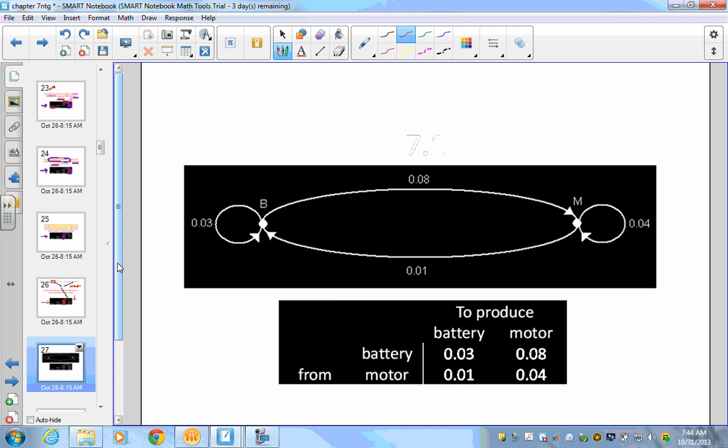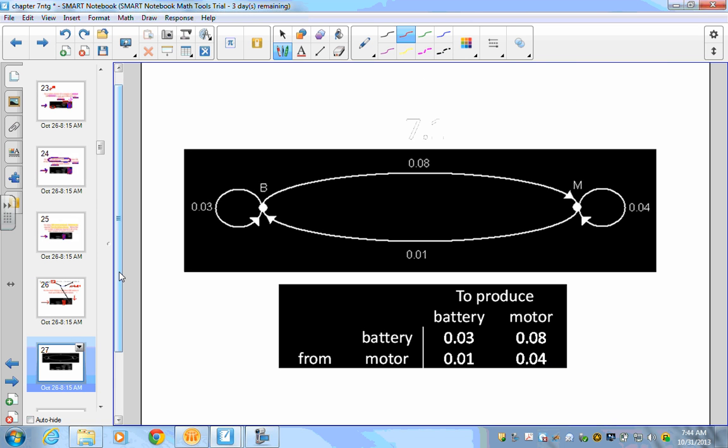Last way that a consumption matrix can be displayed is in a digraph. Now, remember, a digraph is where you have arrows pointing to different vertices. Now notice that in my matrix I'm dealing with batteries, I'm dealing with motors. Notice that here's my battery vertex, here's my motor vertex. So all that information is already in my digraph. Now each, excuse me, each edge represents a consumption rate.